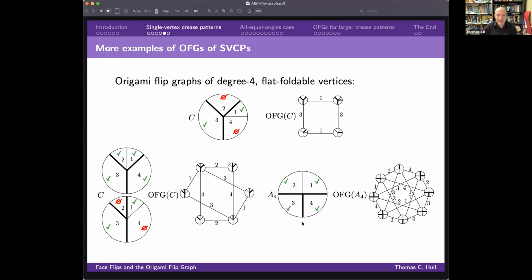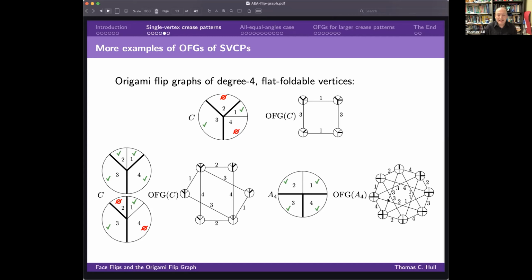But then there's this case, which I call A4. This is the all equal angle case. Here, every angle is 90 degrees. And for this vertex, we could flip any face, and every face is always going to be flippable. So every vertex in the origami crease pattern has degree 4. And there are 8 valid mountain valley assignments of this. So we get this very nice symmetric looking origami flip graph here, where again, I've labeled all the edges by what faces you're flipping to get from one to the other.